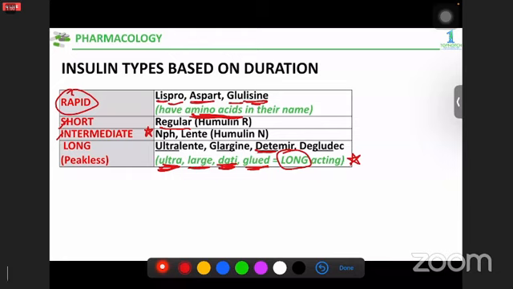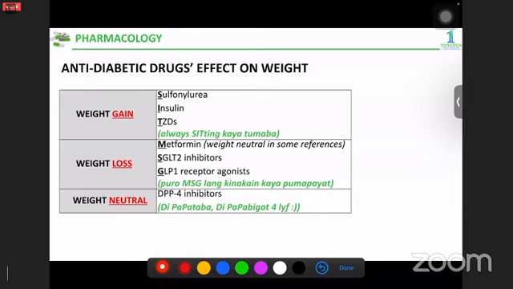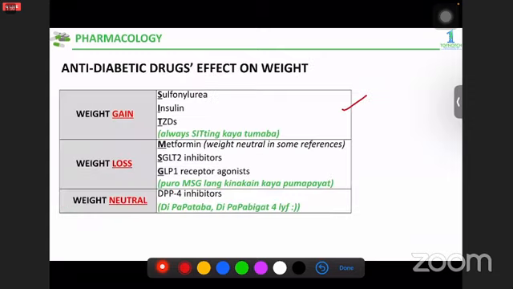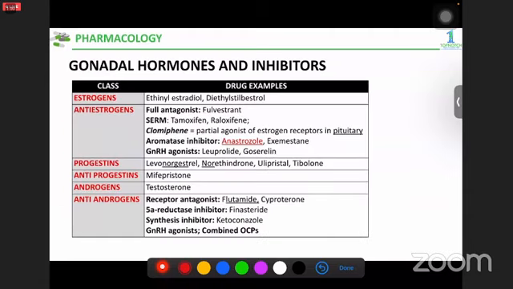Okay, so tandaan niyo yung mga mnemonic. Ultralente, glargine, detemir, glargine. So glargine, di ba parang nakadikit? These are long-acting insulins. So ito, na-discuss na natin earlier. So drugs for diabetes. So this one, I won't discuss na, no? Basta remember niyo, mas important itong side effects.